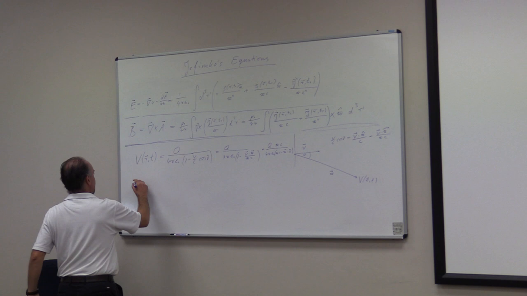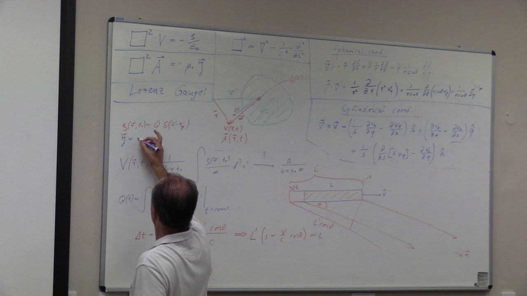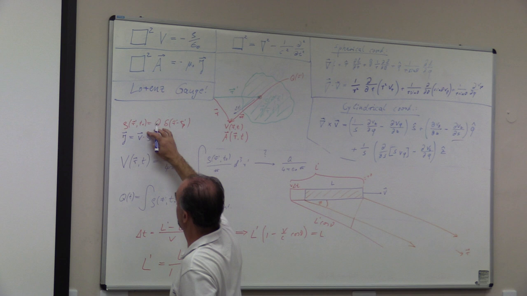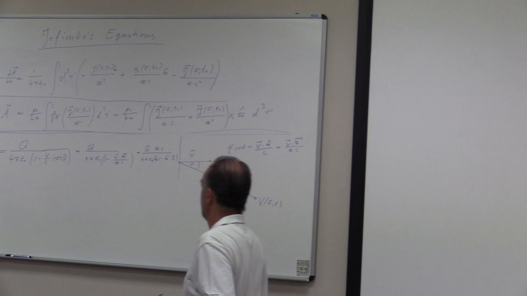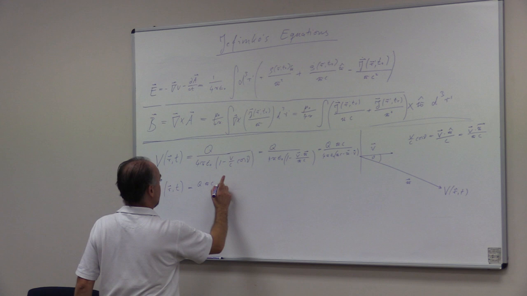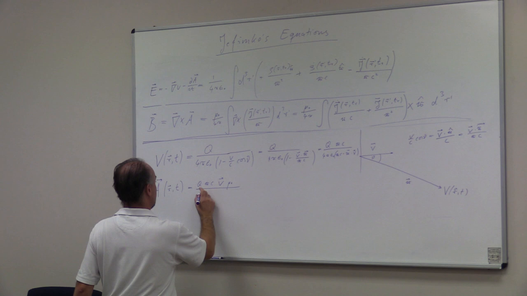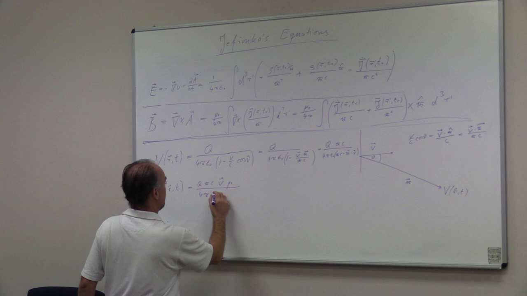And then the same with the vector potential. For the vector potential, you have just one charge, then J, of course, is just the velocity times rho. So you really just get the factor of the velocity in there, and everything else is the same. So you can write this as Q rc over, and remember that instead of the 1 over 4 pi epsilon naught, this is mu naught over 4 pi, times rc minus v dot r.